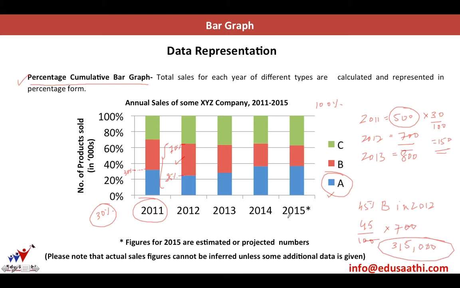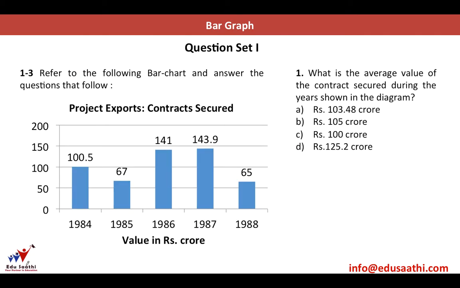So this was another way of representing data. Let's move on to the first question set here. We've already discussed how data is depicted using bar graphs, so let's check these questions. Refer to the following bar chart and answer the questions that follow. We have project exports, with values given in rupees crore, for different years, 1984 till 1988. These must be the values of exports in crores.